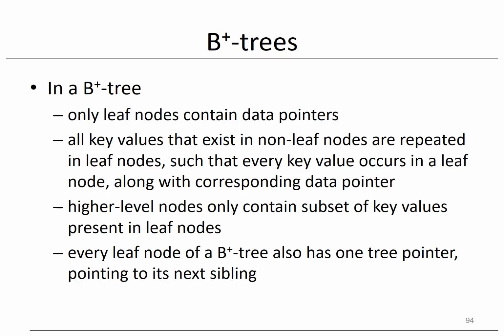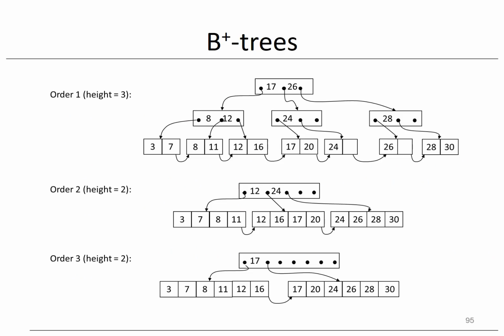Finally, every leaf node of a B+ tree also has one tree pointer pointing to its next sibling. In this way, the latter tree pointers create a linked list of leaf nodes, sequentially arranging all leaf nodes according to the key values they contain. This figure presents some simple B+ tree examples with the same order and search key values as the B tree example.